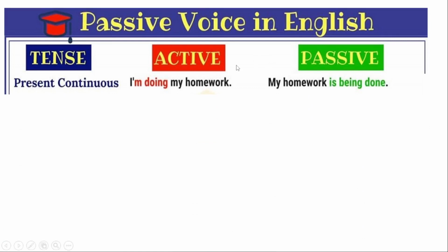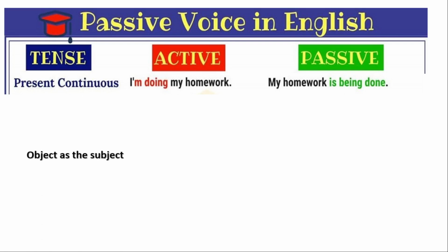Let's go to present continuous. Well, how do I know that this is a sentence in present continuous? Well, the subject is conjugated with am, and the verb has ing. That's how I know that it's present continuous. I'm doing my homework.